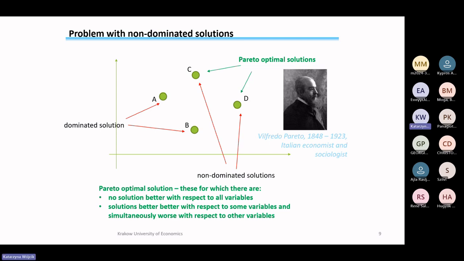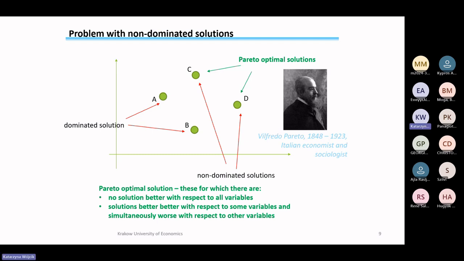And in economics, there was the Italian economist and sociologist Vilfredo Pareto, and among his other achievements, he defined the Pareto optimal solutions. So these are those for which there is no solution better with respect to all variables, only solutions better with respect to some variables and simultaneously worse with respect to other variables. So these are Pareto optimal solutions.